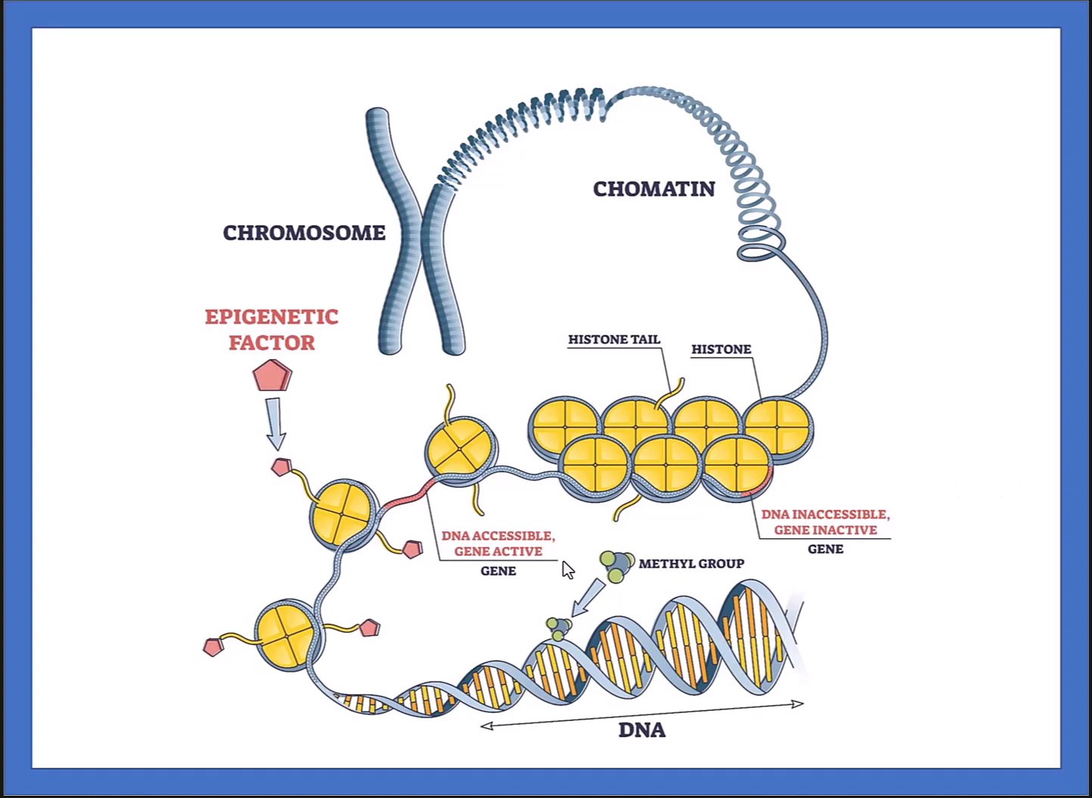So here's what that might look like if this is your DNA double helix. If a methyl group was added to that double helix, the histones would wind up more tightly, and then that DNA was going to be inactive for transcription. So it's not going to be able to be separated and used as a template for creating proteins. Sometimes there are epigenetic factors that then allow that DNA to unwind, and then the genes are activated and they're able to be transcribed by the RNA polymerase.